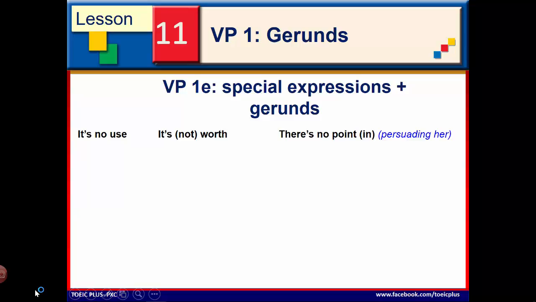What does persuade mean? Persuade means to ask someone, to tell someone to do something. So, no use, not worth, no point.